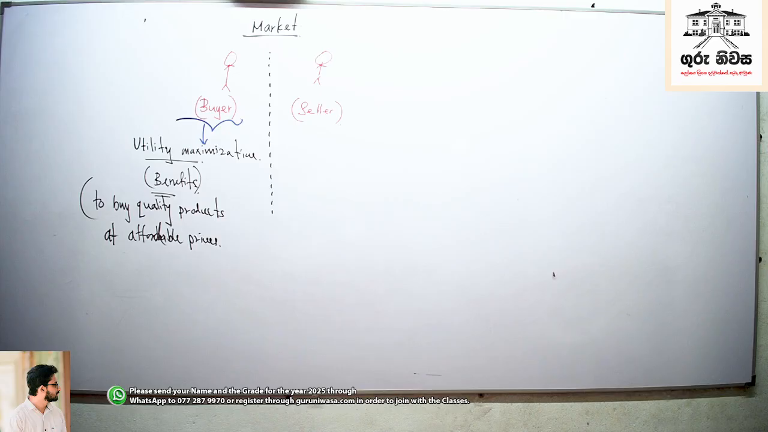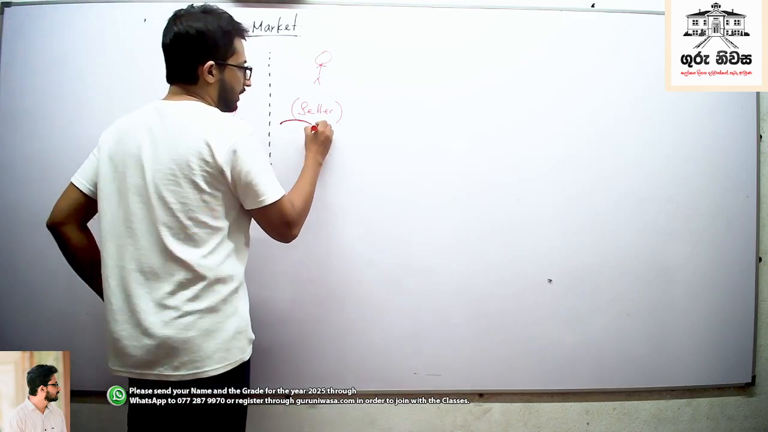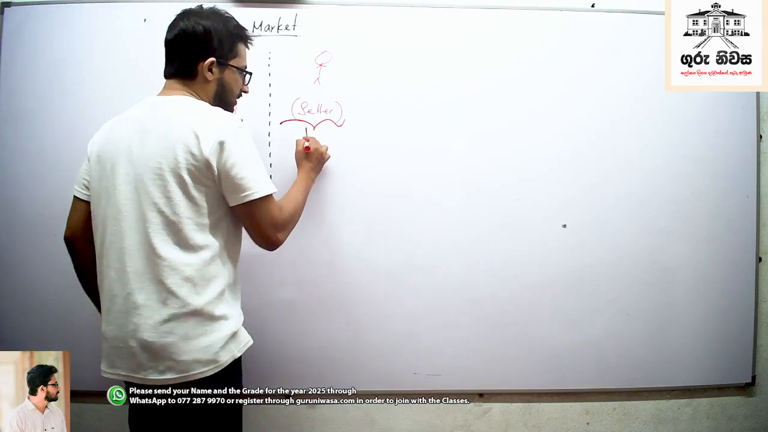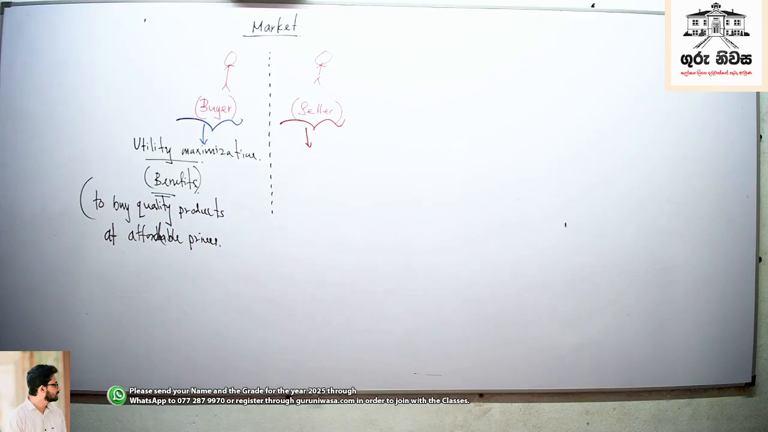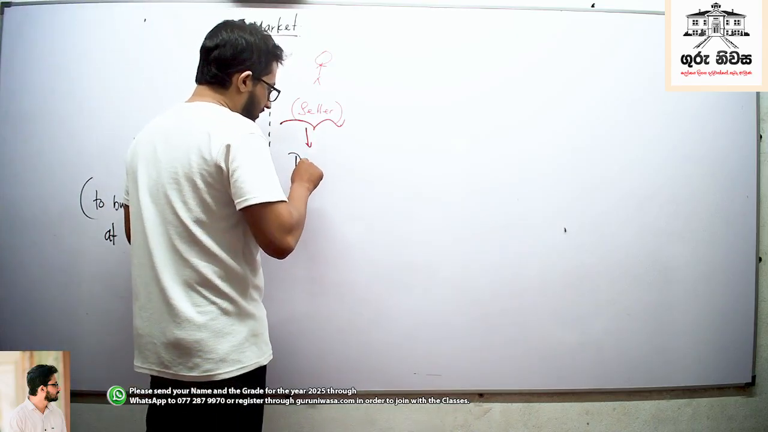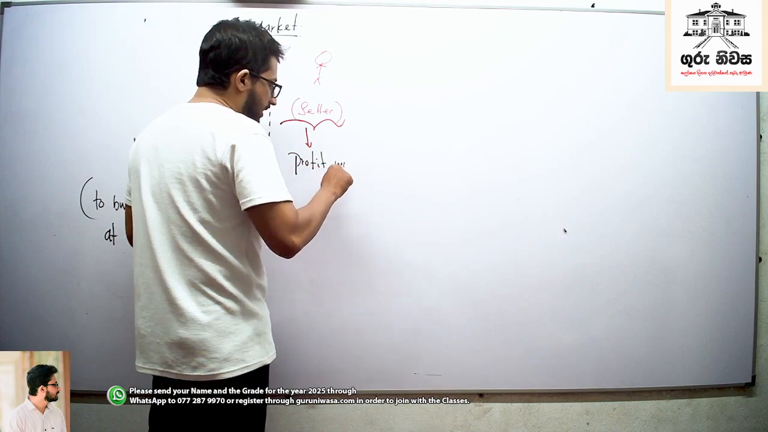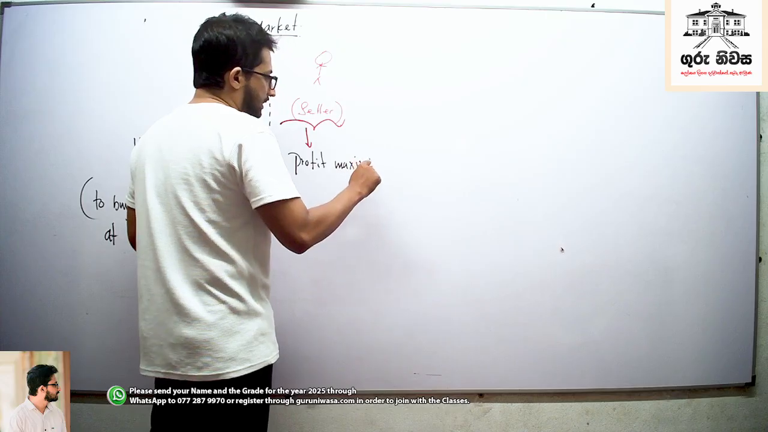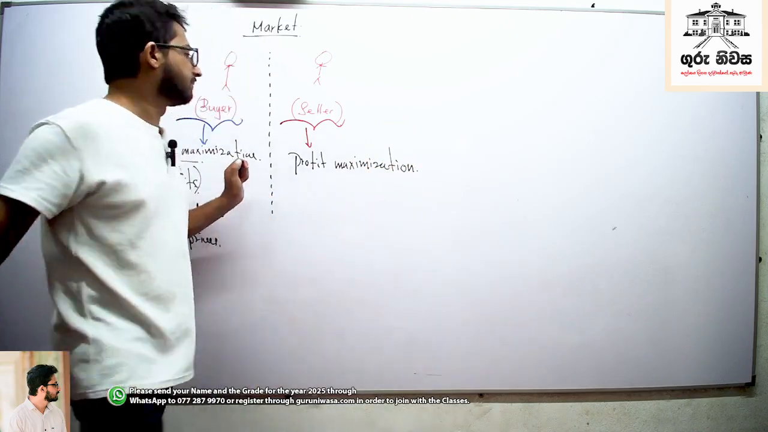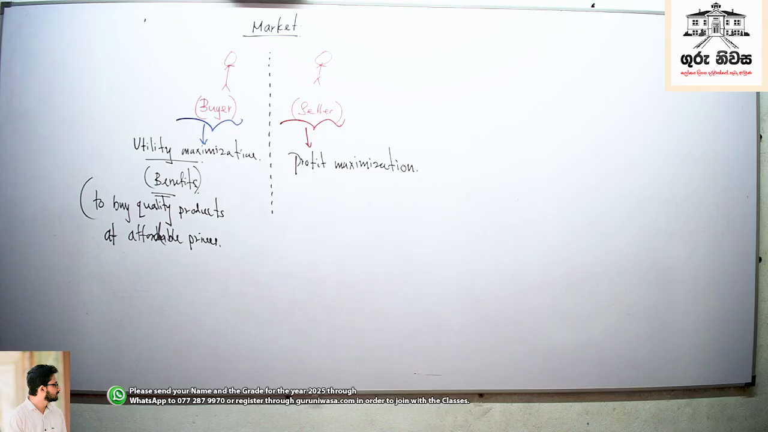What is the main purpose of a seller? Why do sellers come to the market? What do they expect? To earn a profit. Yes. They might say different things, but remember, the main objective is to maximize the profit. This is called profit maximization. They might have different objectives, but the main purpose is to maximize the profit.